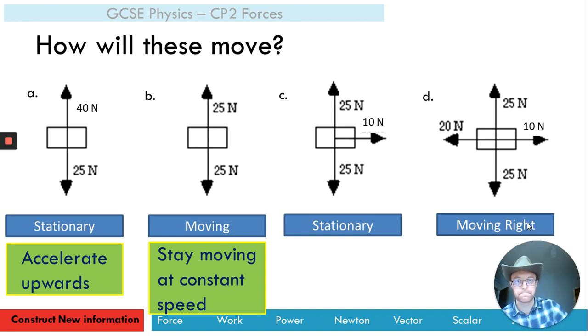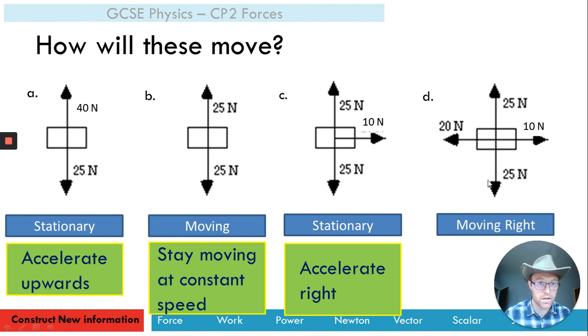Okay, let's go through. Object C, the forces acting in a vertical direction, up and down, will balance. 25 newtons up, 25 newtons down. They balance, so if we add them up, they will add up to 0. There is, however, a resultant force. There will be a force left over of 10 newtons to the right. There's no force acting to the left. There's no balancing force. So there is a resultant force of 10 newtons to the right. It's stationary at the moment. With these forces on it, the object will accelerate to the right.